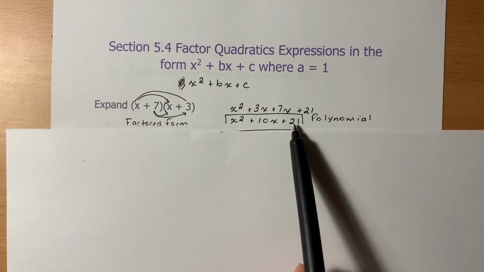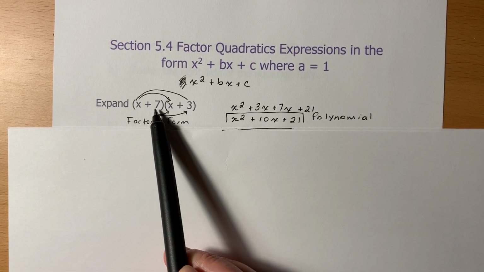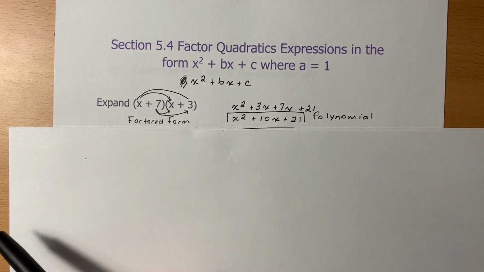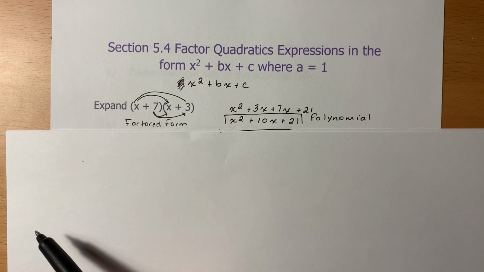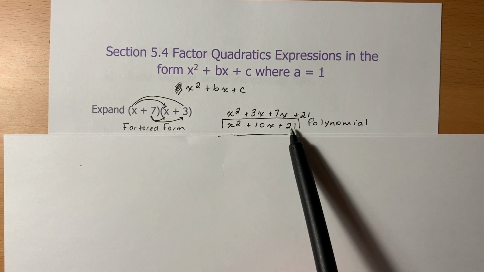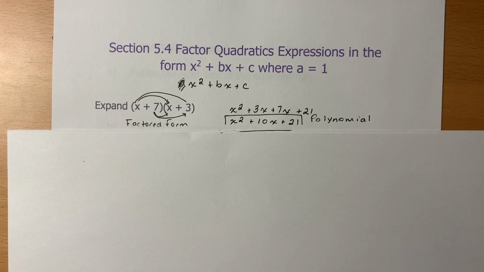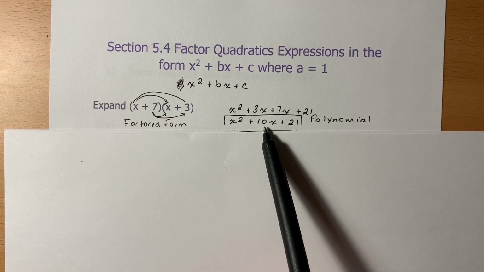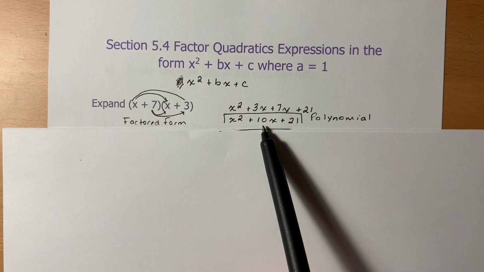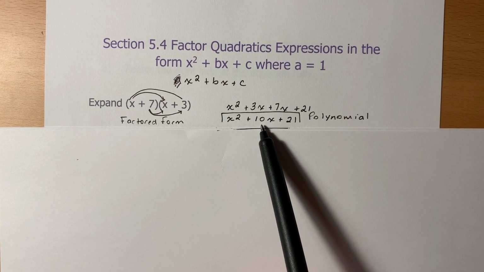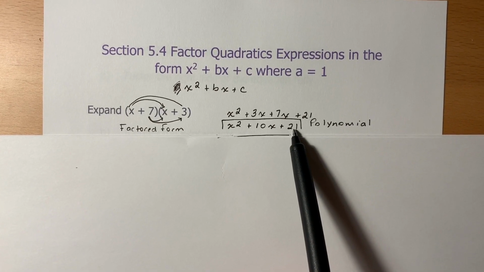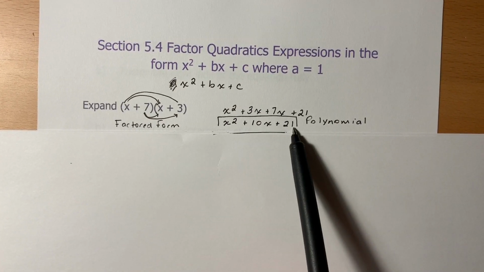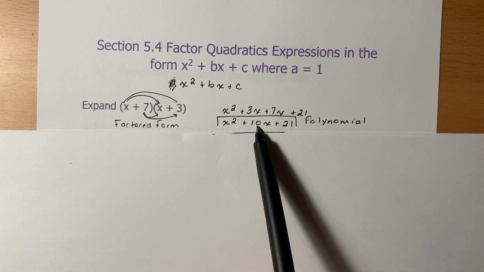There is a relationship between the number 21 and the numbers 7 and 3. The number 10 and the numbers 7 and 3. And this is where you need to see the relationship. So think about 7 and 3 and how you can get 21. 7 times 3 is 21. Think about 7 and 3 and how you can get 10. 7 plus 3 is 10. So what you're going to be given is the polynomial. You're going to be looking for two integers that multiply to this number here, which we call c, and add to the b value.